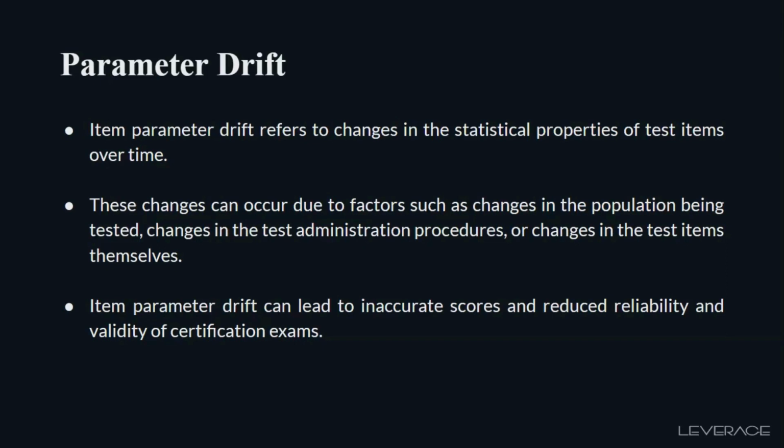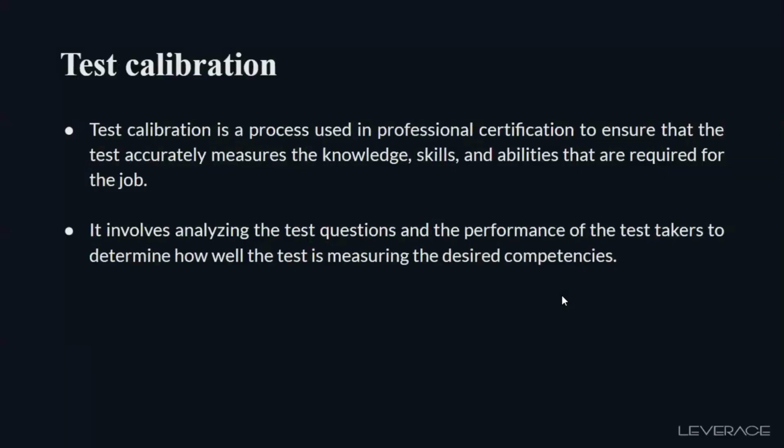certification managers should be wary of item parameter drift. It means it is required that from time to time, maybe every five years, your exam should be subjected to this parameter drift check, so that we can find out if there may be items that are beginning to be susceptible to parameter drift. Next is item calibration or test calibration.